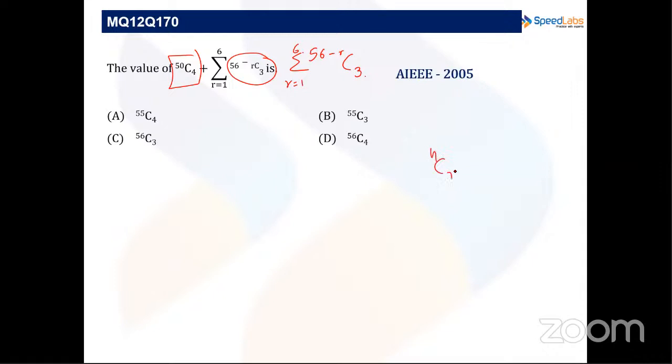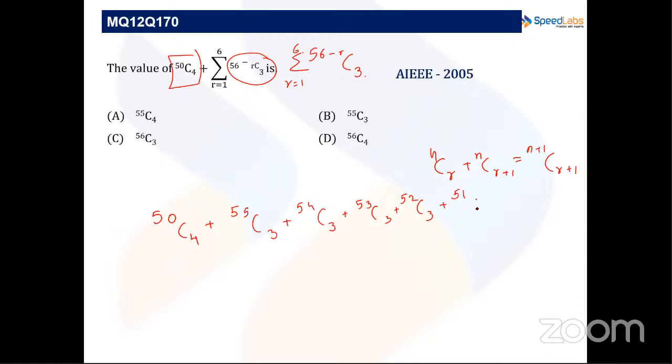We already know nCr plus nC(r+1) is equal to (n+1)C(r+1). So we have 50C4 plus, if we put r equals 1, that will be 55C3 plus 54C3 plus 53C3 plus 52C3 plus 51C3, and this will be 50C3. So I'm writing this 50C4 at the end. So combining these two, we will get 51C4.